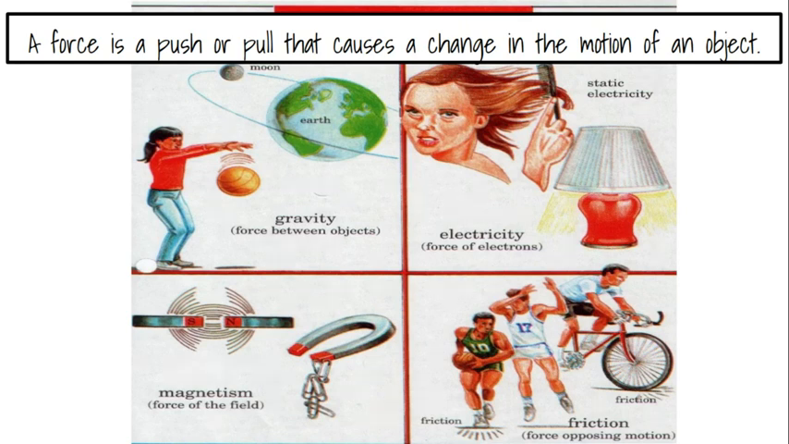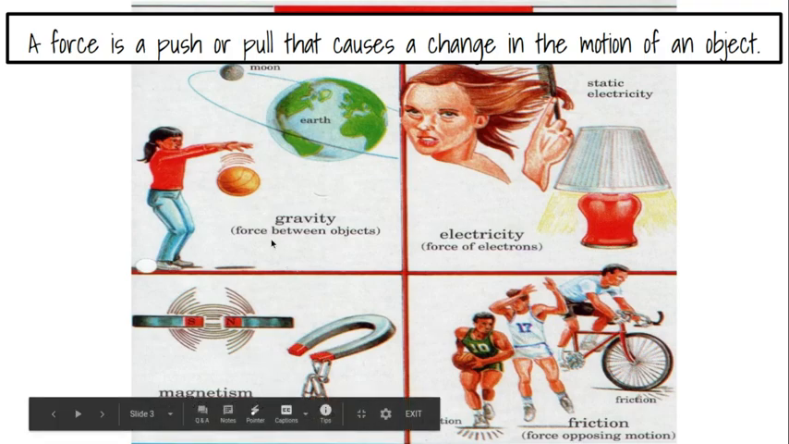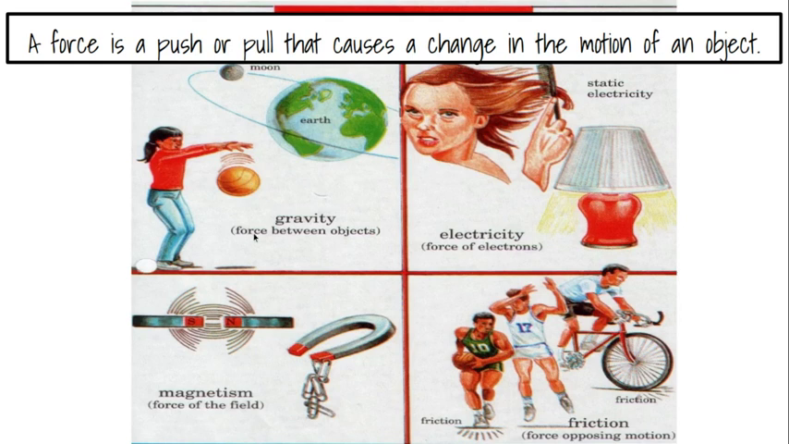It could be a literal push, like your brother or sister pushes you, that could be a force, or it could be something that's a little harder to see. These are examples of ones that are harder to see. For example, gravity. We know that when we drop a basketball, it's going to fall to the ground, but there is a force acting on that basketball. It's the force of gravity pulling it towards the center of the earth.